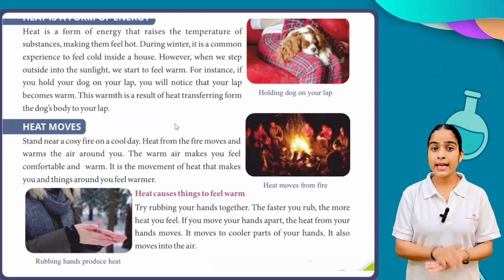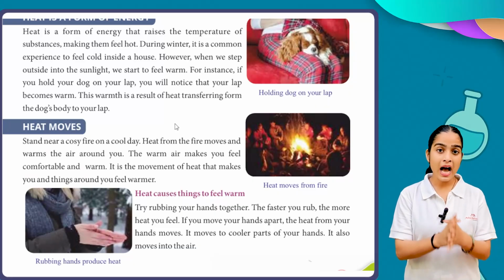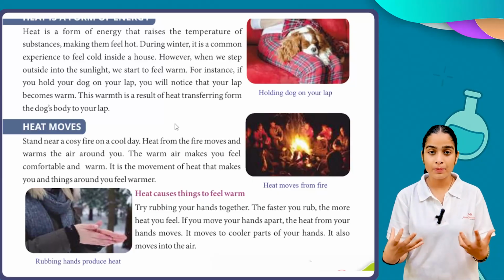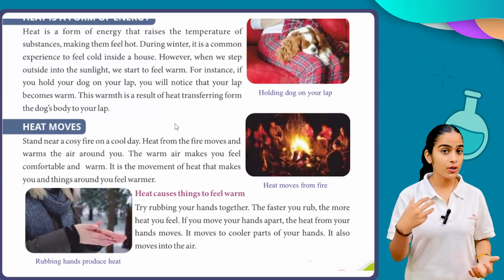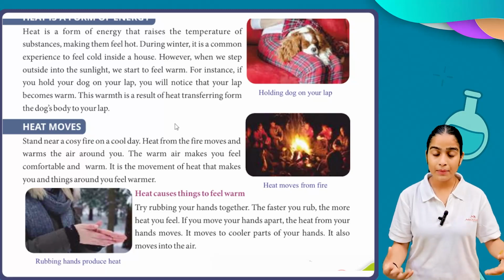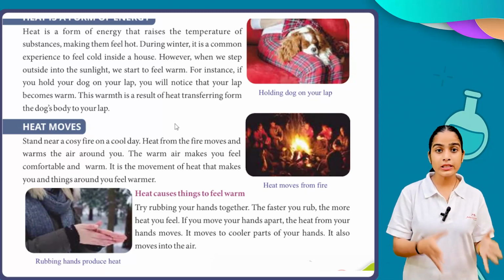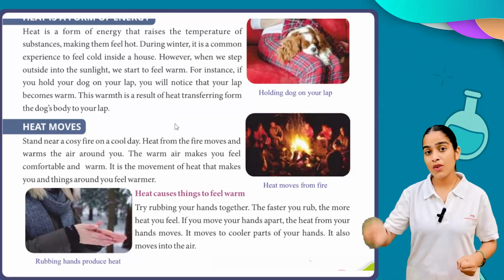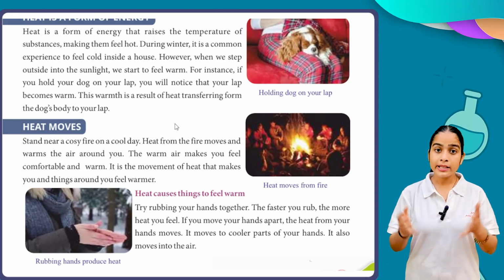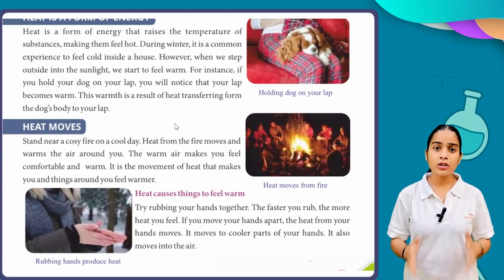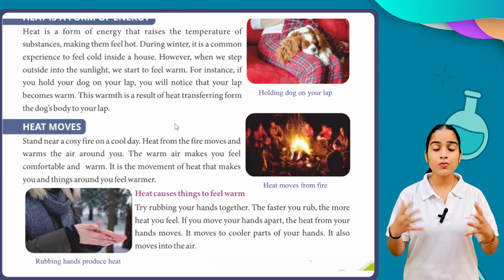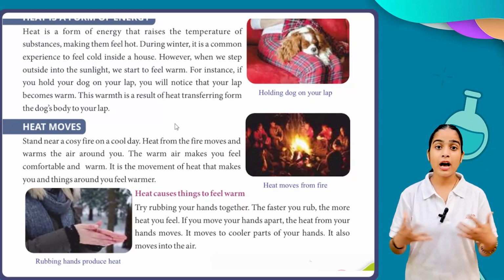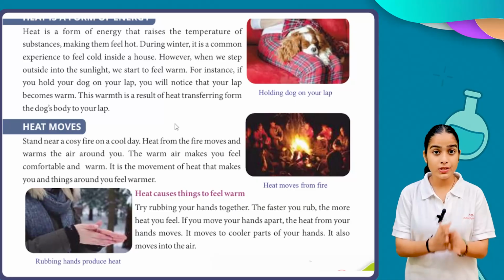Next, what we observe is that two things are interlinked, for example, your dog and your lap. There is an interaction between your dog's body and your lap, and this interaction results in warmth. Basically, heat transfers from one body to another body. That is why when a dog sits on our lap for a long time, we feel warmth, because the dog has fur which has more hotness. Okay, so this is heat.